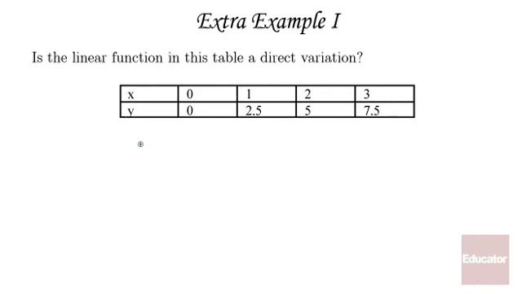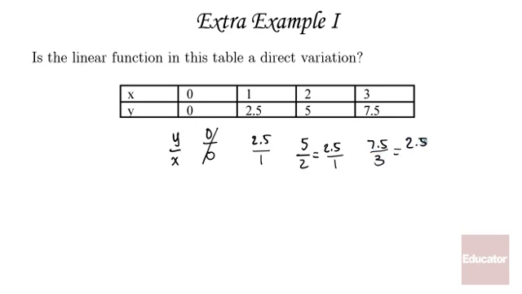Is the linear function in this table a direct variation? So to find direct variation, we're going to look at the ratio of y over x. In this case, it would be 0 over 0, which is undefined, so that's not a good one for us to look at. The next one would be 2.5 over 1. The next one would be 5 over 2, which simplifies to 2.5 over 1. And the last one would be 7.5 over 3, which simplifies to 2.5 over 1.